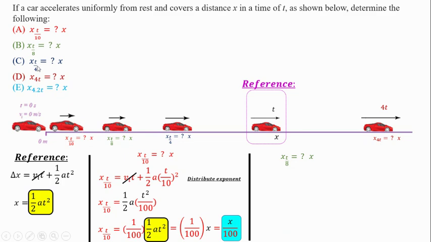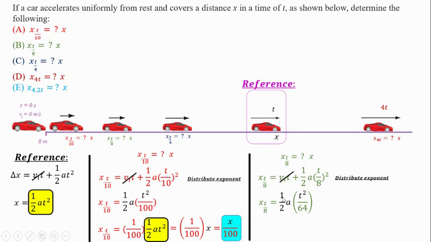All right, let's do part B. Part B asks us to find the distance covered in 1/8 of the given time. I carry the same statement down and follow the same process. Here, x at 1/8 of the time, v initial is 0, so I'm just going to cancel it out. Wherever t is, I'm going to replace it with t over 8. Again, use parentheses and distribute the exponent to the t and the 8.